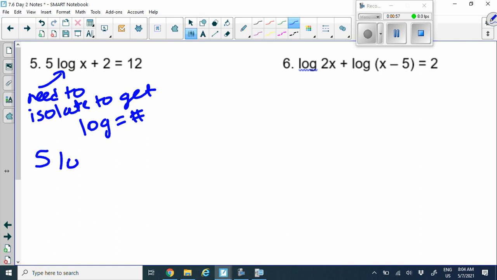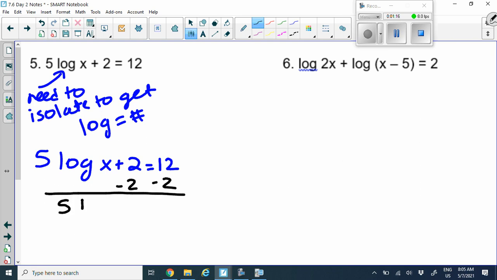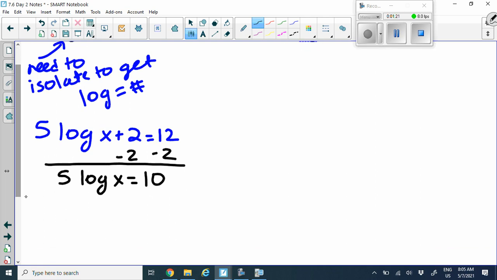So in order to do that, and I'm just going to rewrite this, this is where we're going to, of course, like a multi-step equation, add or subtract or multiply or divide anything and move it all over to the other side. So the first thing I notice is I need to subtract 2 from both sides. So that 5 times log of x equals 10. Now I notice I have the 5 in front of my log of x, so I'm going to divide both sides by 5. So now 10 divided by 5 gives me 2.